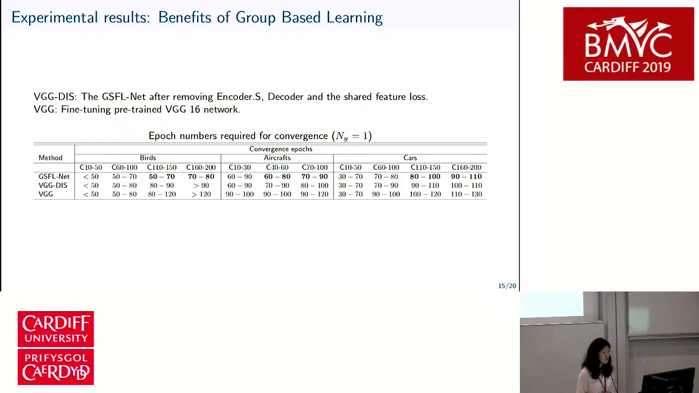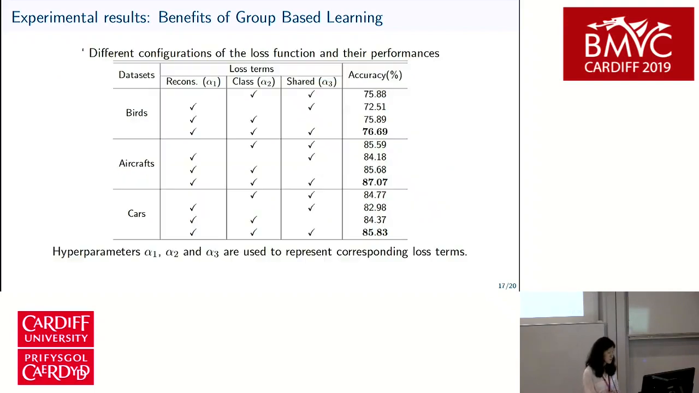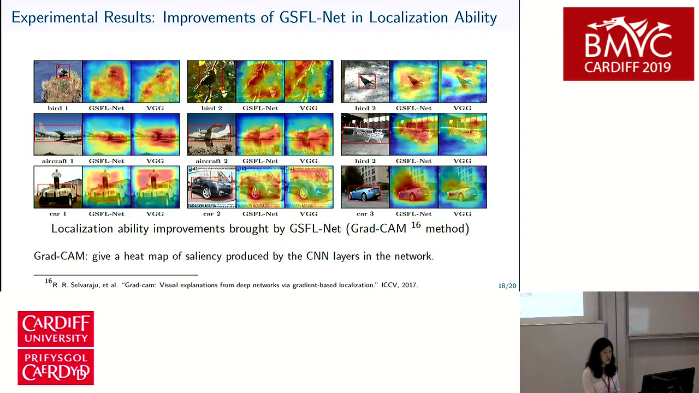We also give the number of epochs required for convergence for these three methods. We noticed that GSFL net requires the fewest epochs to reach its best performance. Then we give the GSFL net performance with respect to the number of groups. We can find that only by clustering the classes into different groups using k-means before the training can we obtain the best results. Then we give different configurations of loss functions and their performances. We can find that only by using all three terms of the feature expression loss we propose can we obtain the best performance, which means that every loss term is very important in our proposed loss function.